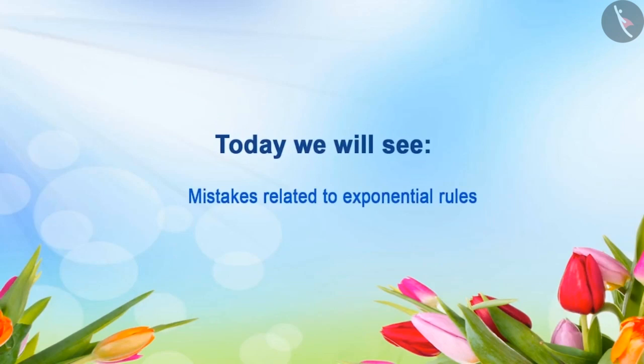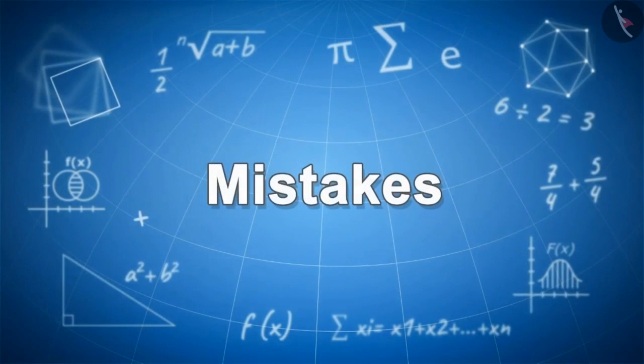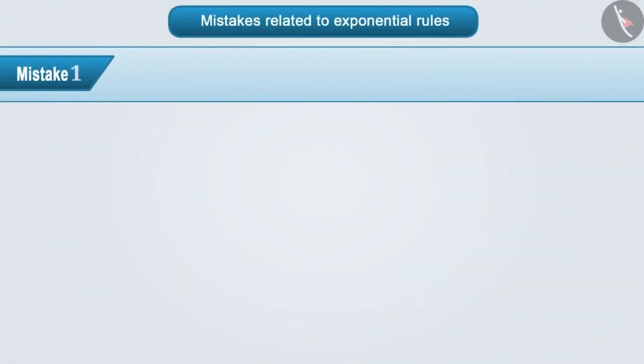Today we will see some of the common mistakes related to the rules of exponents. Mistake 1. Simplify 6^5 upon 6^(-2).